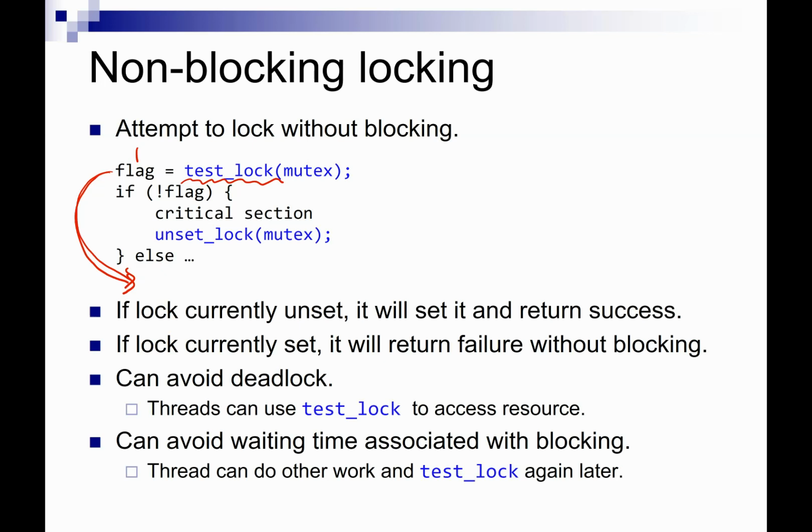So this thread wanted to get the lock, and it called test lock, and it failed to get the lock, right? So it jumped into the else part. Later on, the thread can maybe go back to this test lock and try to get the lock again. Maybe at that point, whoever was in the critical section is already finished and released the lock, and now the thread can actually get the lock this time.